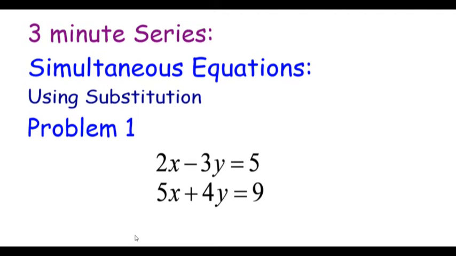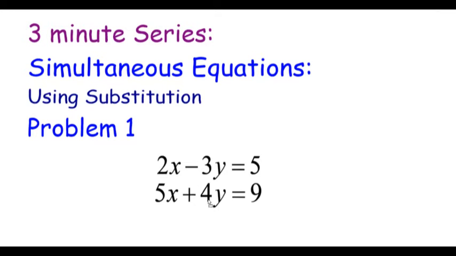Today we're looking at the 3-minute series: simultaneous equations using substitution, or solving them using what's called the substitution method. This is problem 1, and you can see here 2x minus 3y equals 5 and 5x plus 4y equals 9. Okay, now obviously two equations and two unknowns. We're going to use what's called substitution.